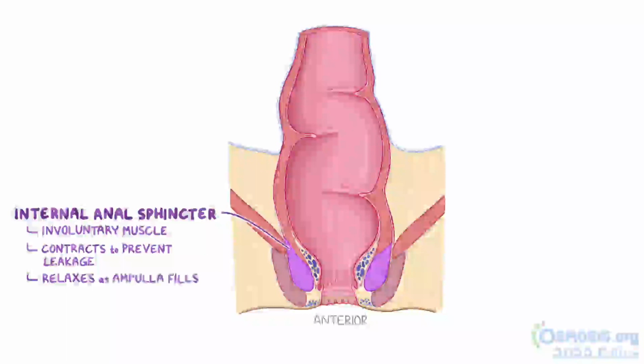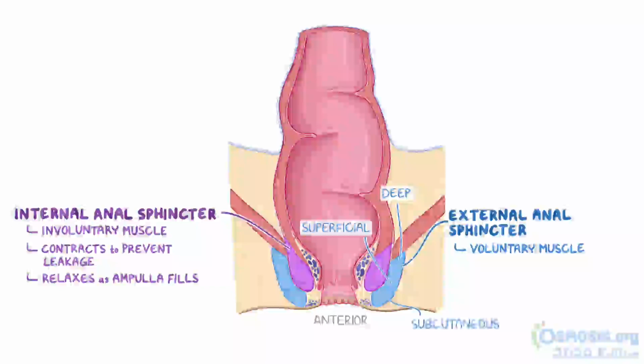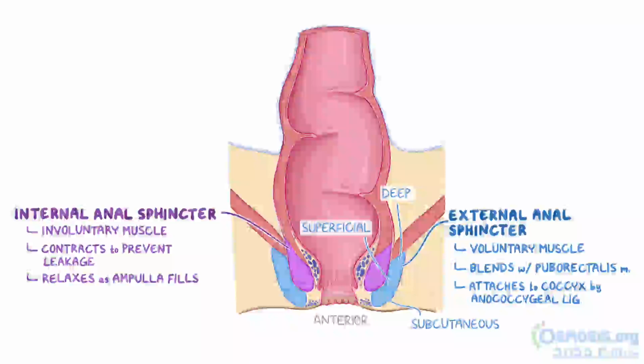feces. The external anal sphincter is a voluntary muscle that surrounds the anal canal and has deep, superficial, and subcutaneous parts. This muscle blends superiorly with the puborectalis muscle and attaches posteriorly to the coccyx by the anococcygeal ligament.